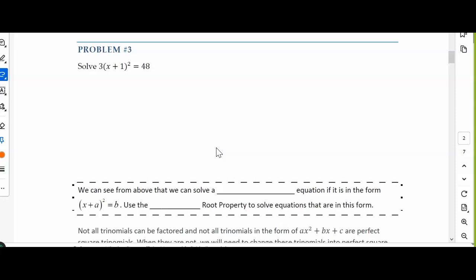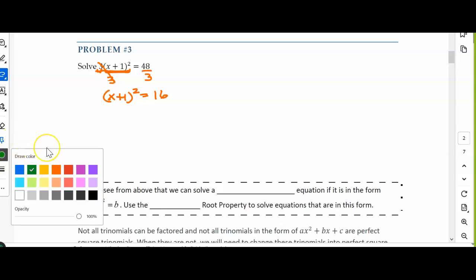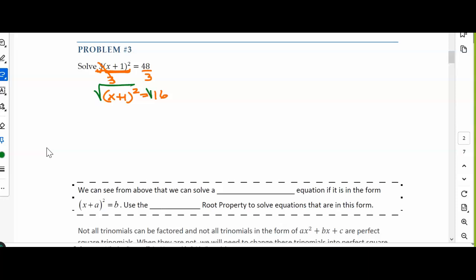Notice on this one that my x squared part is not by itself, right? I have this 3, and I've got this x plus 1 squared, and I want to just have that x plus 1 all squared. So I need to start first by dividing both sides of the equation by 3. So now that's going to give me x plus 1 all squared equals 48 divided by 3 is 16. And now I can take the square root of both sides to solve this.